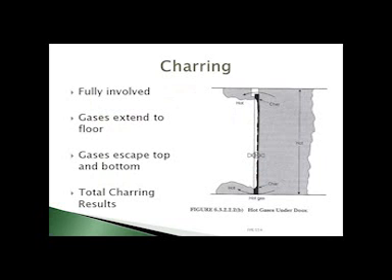In a fully involved room where your gas layer reaches from floor to ceiling, you get another effect that's similar but a little different. Since the gases extend all the way from top and bottom, you have a very high pressure generated in that room. It'll start to force the smoke out above and below the door. So you get heavy charring at the top and the bottom of the door, but you get charring down the entire door. It may not be heavy down the entire door, but the entire door will be charred.